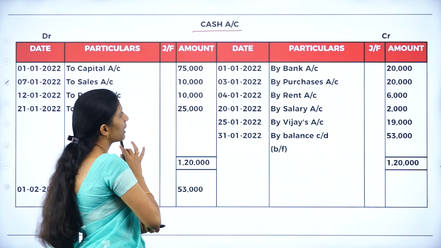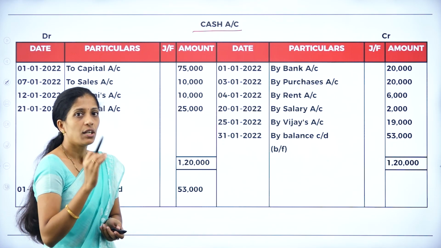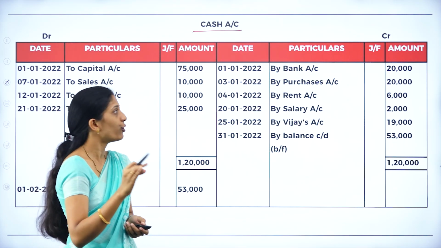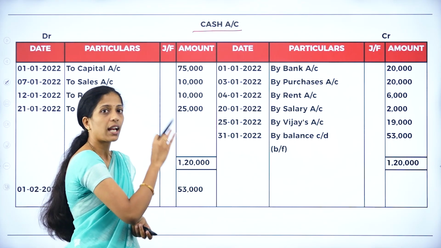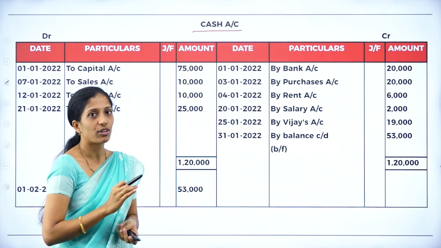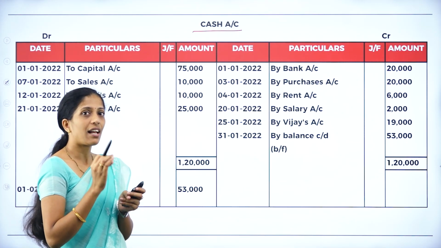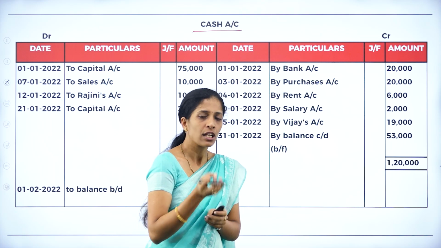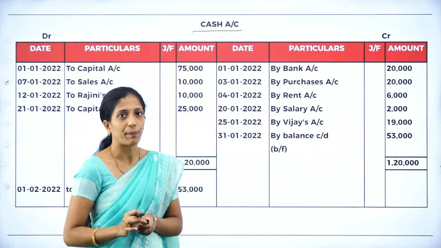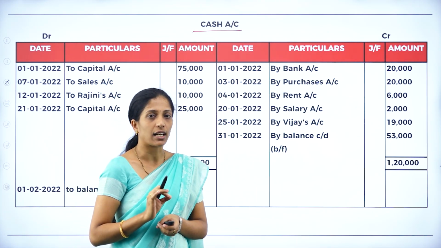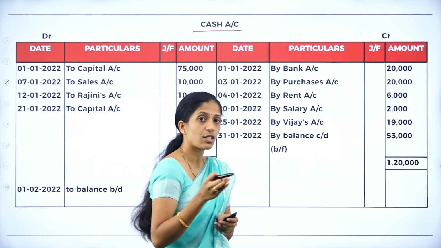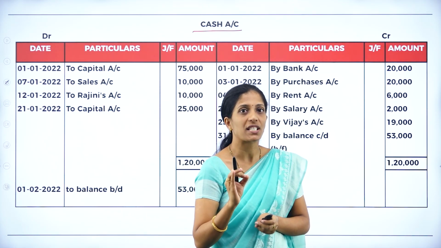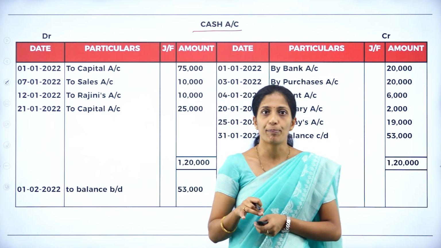So what is the format? You will be having debit and credit side, date, particulars, journal folio, amount in the debit side. Again, date, particulars, journal folio, amount in the credit side. So whatever the account they have asked precisely, those accounts only you have to prepare. No need to prepare all the ledger accounts. Because your journal is quite lengthy, they'll ask you specifically any one of the accounts to be prepared.